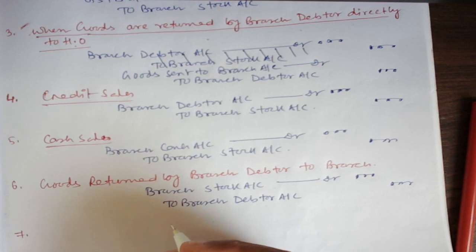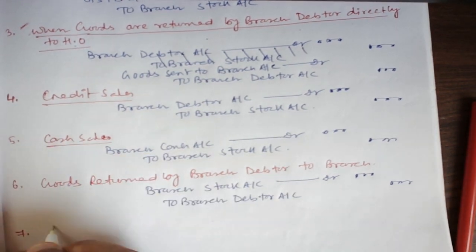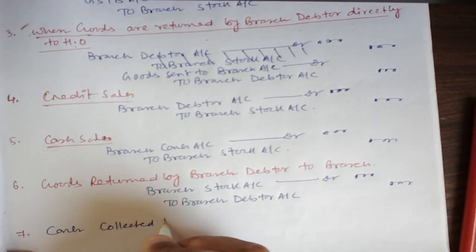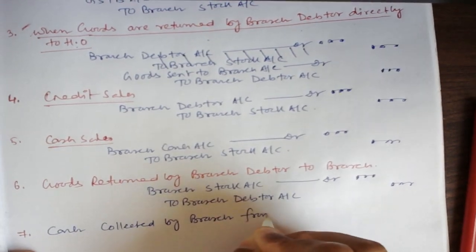So the seventh is that, sir, when cash is received by branch from its debtor. Now, cash collected by branch from debtor.